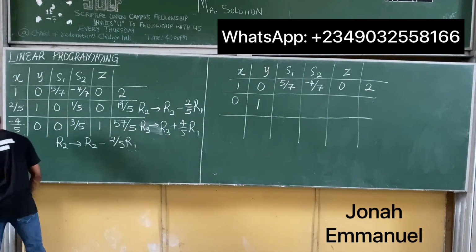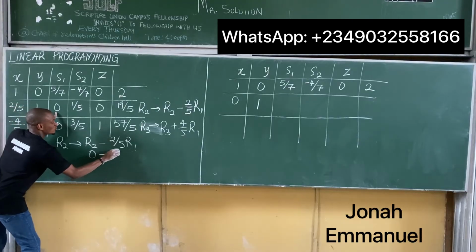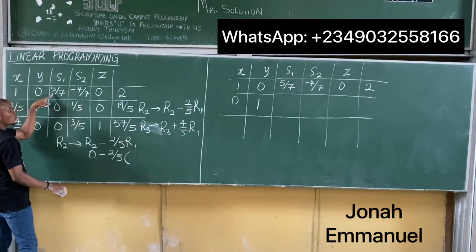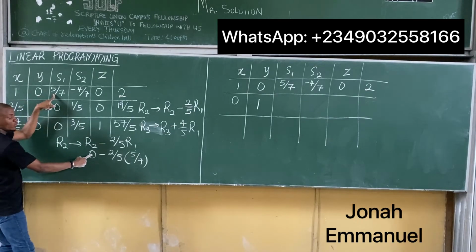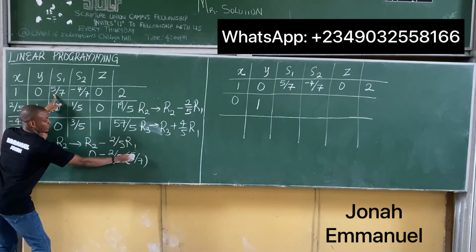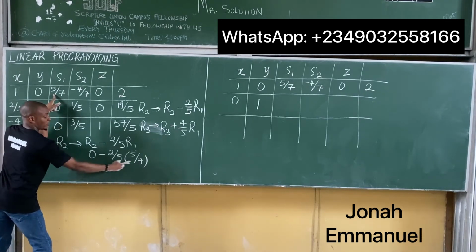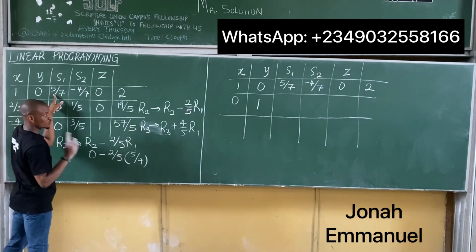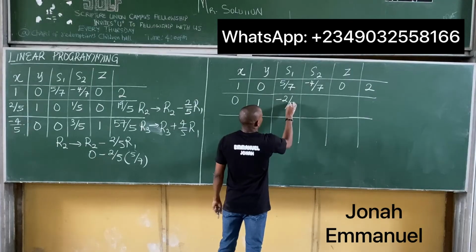Next up, pick up the next root 2. 0 minus 2 over 5. Pick up row 1, 5 over 7. This gives you 0 minus, these two cancel out. So I have what there? Minus 2 over what there? 7. What ones you have what there? Minus 2 over 7.